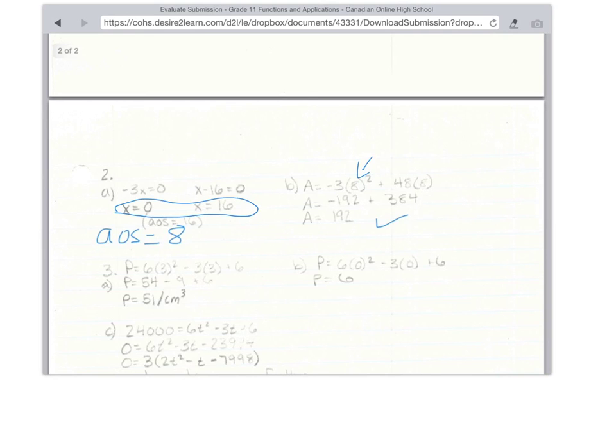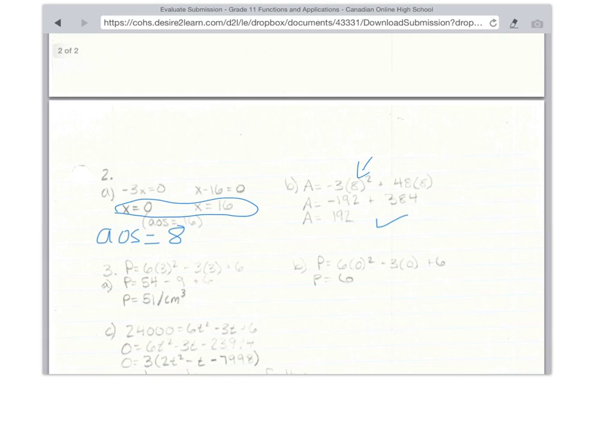Oh, sorry, I'm reading the wrong question. That's the problem. What's the maximum area of the yard? Okay, that's good because that's the vertex. Where's your answer for C here? What are the dimensions of the yard at its maximum area? You need to give an answer for that as well.